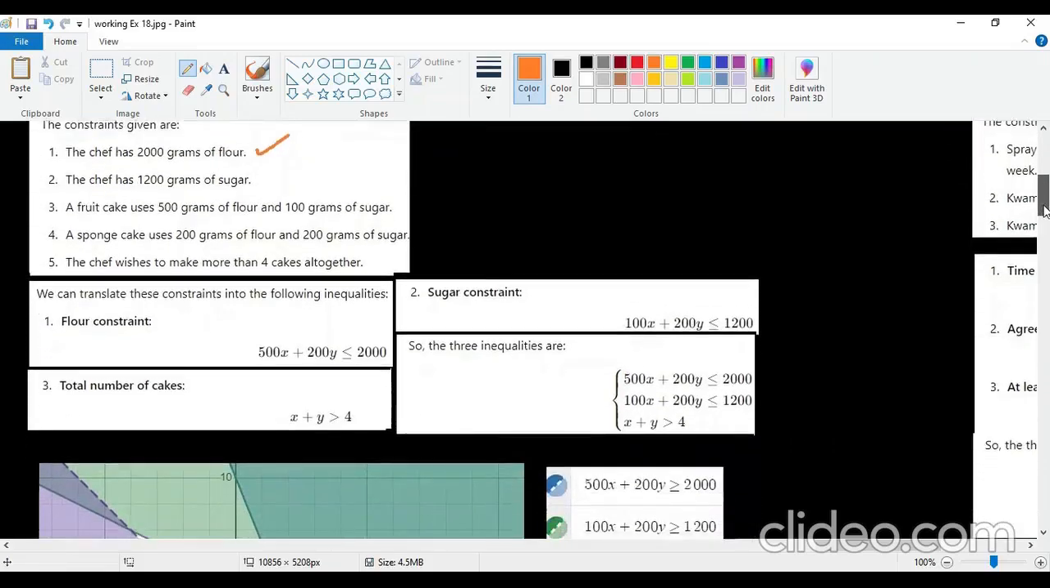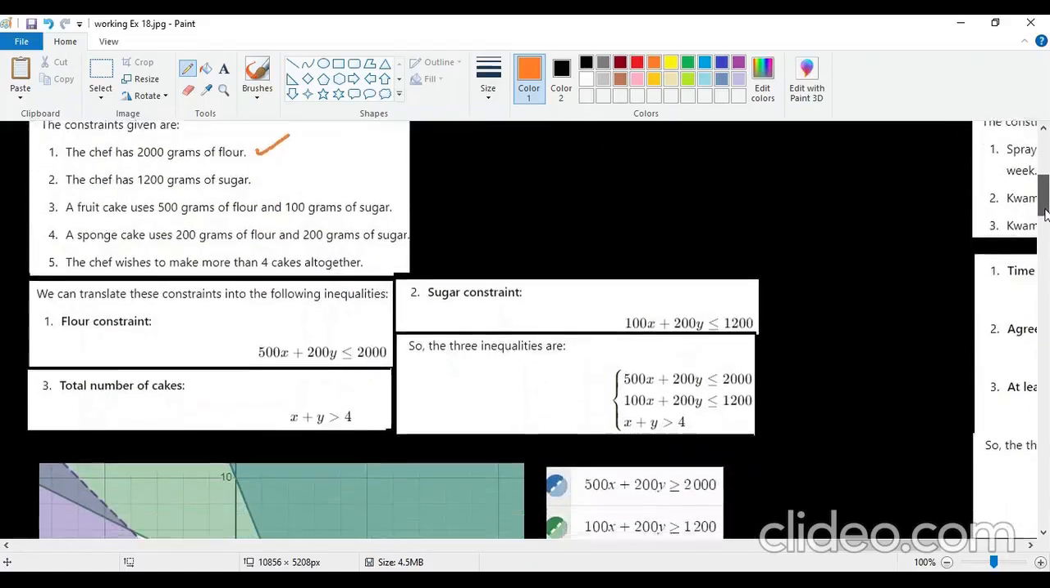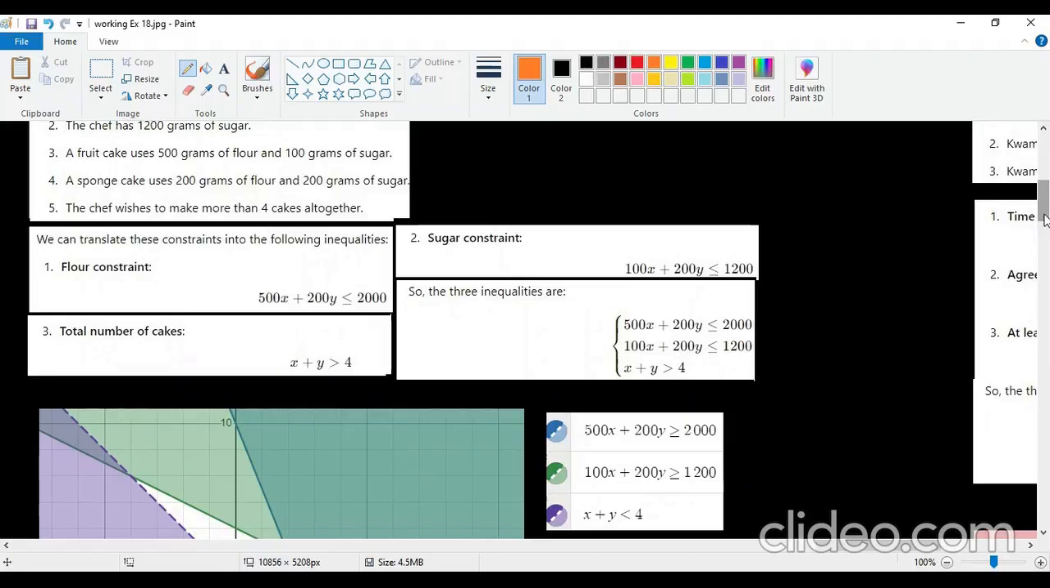So these are the inequalities we come up with. Flour constraint is 500 grams and 200 grams. It should be less than or equal to 200 grams altogether. Now, the sponge cake and the fruit cake, when they are added, should be more than 4. It cannot be less than 4. So now these are the three inequalities we come up with: first one, second one, and third one.